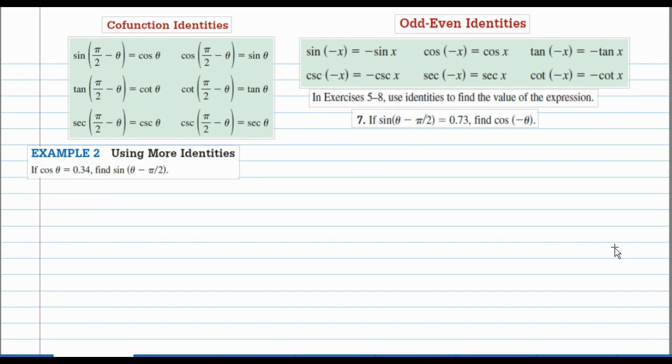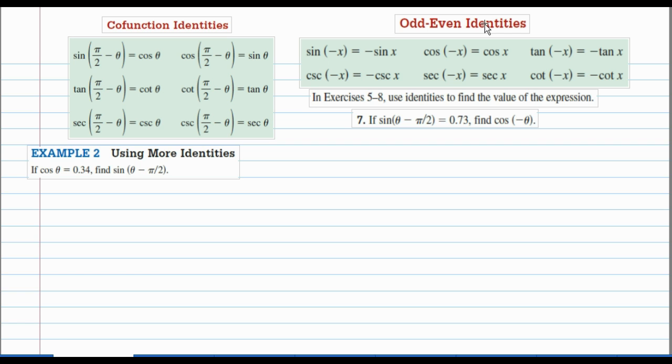This is the screencast for section 5.1, example 2. We're going to be using cofunction identities and odd and even identities. We already know that the sine and cosine graphs look very much alike, just maybe a shift over, or in this case a flip and a shift. Tangent and cotangent, same thing. Secant and cosecant, same thing. Therefore, memorizing these should be pretty simple.